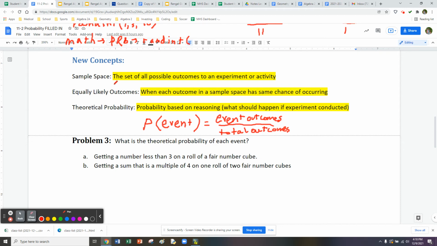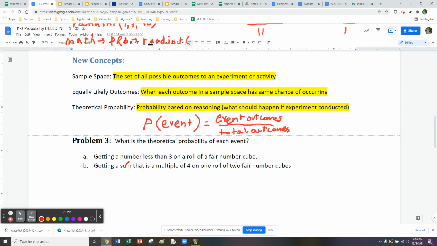Sometimes when you're doing theoretical probability, you'll have equally likely outcomes. Like on a dice, there's 6 total sides. So each of those sides has a 1 out of 6 chance of landing up. That would be where you have equally likely outcomes. Or if you're playing the game of Life, you have a spinner with 10 equal sections. There's a 1 out of 10 chance to land on each of those numbers.